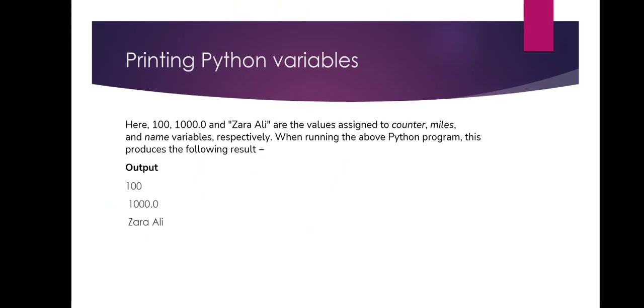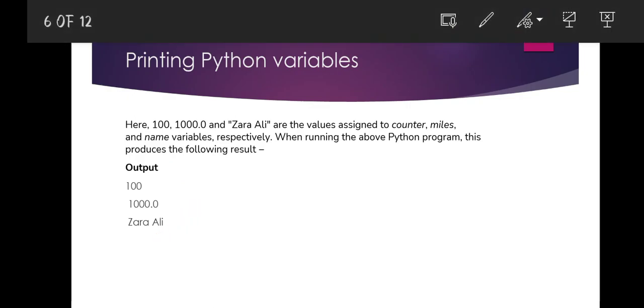So now we will see the output. In that example, this is the output we already know. Here 100, 1000.0 and Jara Ali are the values assigned to the counter, miles, and name variables respectively. When running the above program, this is the output result. By using the print function we print variables. I hope everyone understands how to print Python variables.